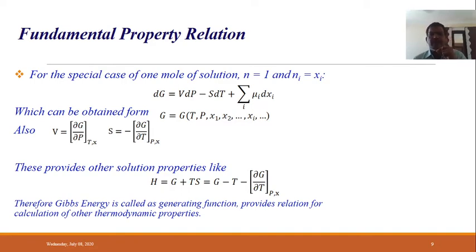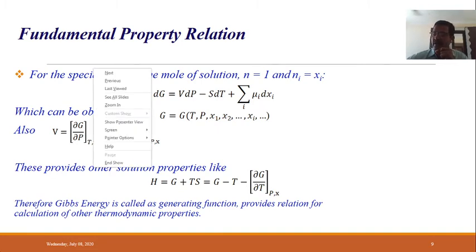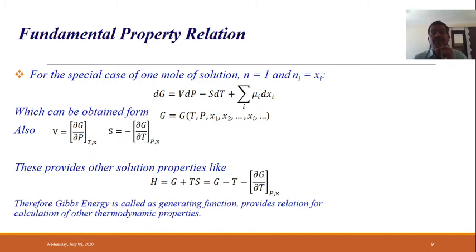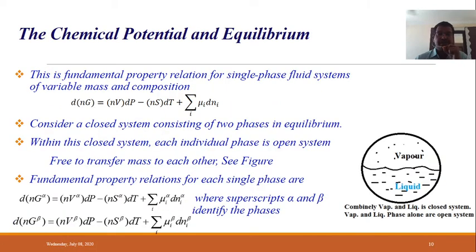One important term we got here is chemical potential. Chemical potential is nothing but the partial Gibbs energy, which is del NG by del Ni at constant pressure, temperature, and Nj, that is, other than Ni, also kept constant. So this is all about the fundamental property relation. This is very simple.